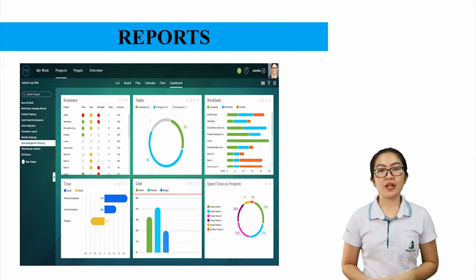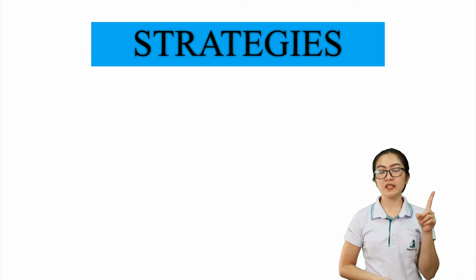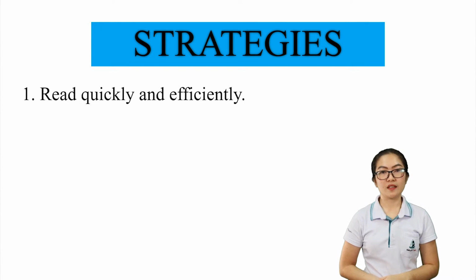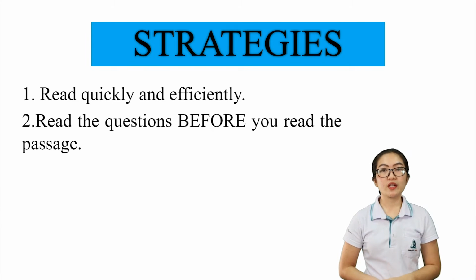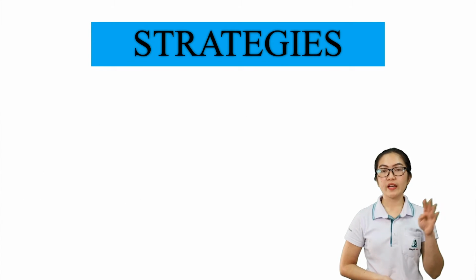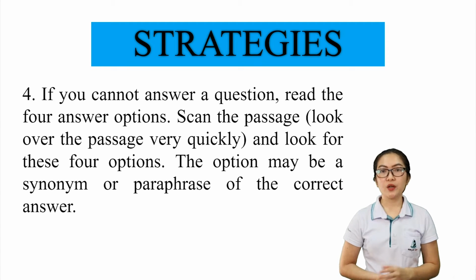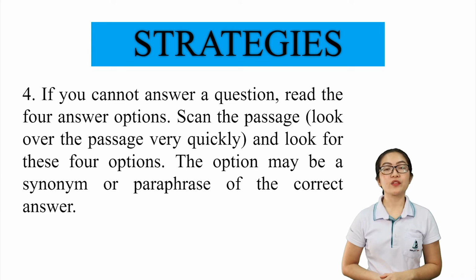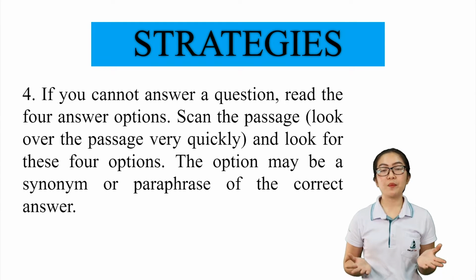Meanwhile, we will just apply the 6 strategies we discussed in the previous episodes. Number 1, read quickly and efficiently. Number 2, read the questions before you read the passage. Number 3, do not read the answers before you read the passage. Number 4, if you cannot answer a question, read the 4 answer options. Scan the passage. Look over the passage very quickly and look for these 4 options. The option may be a synonym or a paraphrase of the correct answer.